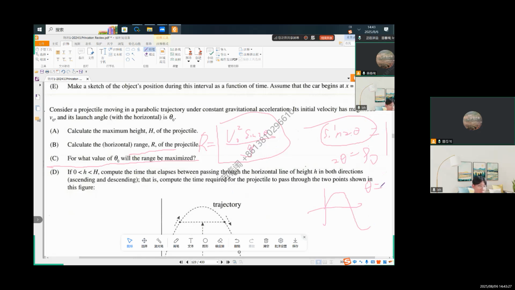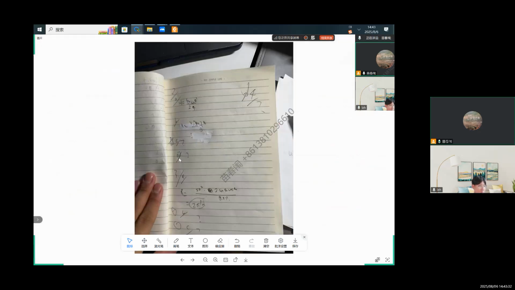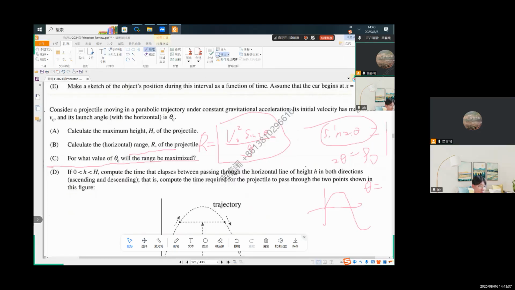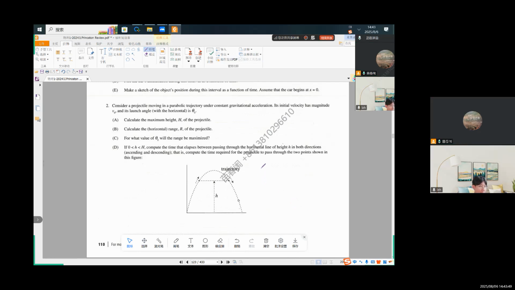Okay. How about D? Let me see whether D is the problem. Oh, D is also the problem. Say D. What's your question for D? Can you read D? That's a little long. Can you read question D? Do you still remember question D? It's been a while. No. You can read it.